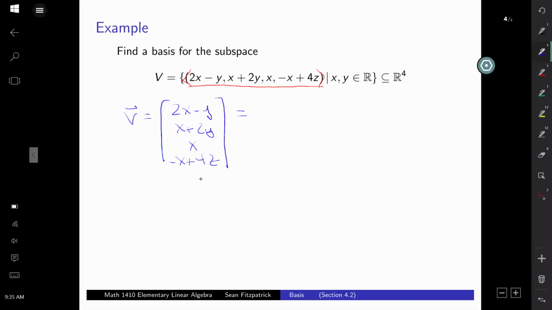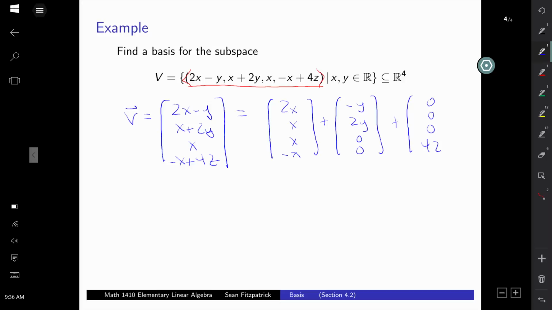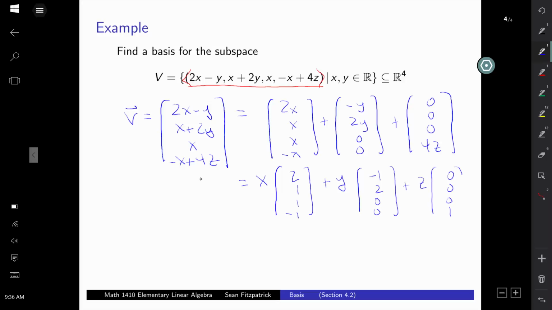Okay? And so again, what I want to do here is split this up. 2x, x, x, minus x. That's everything that depends on x. Minus y, 2y, 0, 0, that's all the stuff that depends on y. And z shows up down there at the bottom. Okay, so this is x times 2, 1, 1, minus 1 plus y times minus 1, 2, 0, 0 and z times 0, 0, 0, 1.